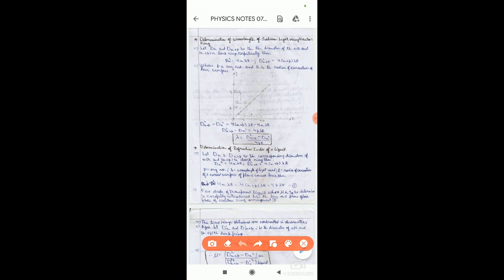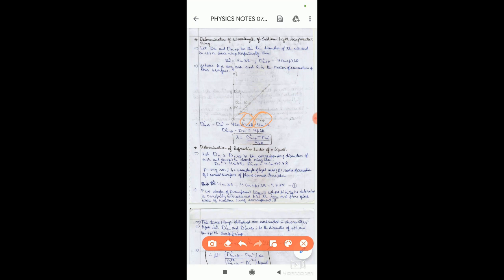Let D_n and D_(n+p) be the diameters of the nth and (n+p)th dark rings respectively. Then D_n² = 4nλR and D²_(n+p) = 4(n+p)λR, as we know, where p is any number and R is the radius of curvature of the lens surface. Now, as shown in the figure, if we draw a figure, you get the values of the (n+p)th and nth rings.